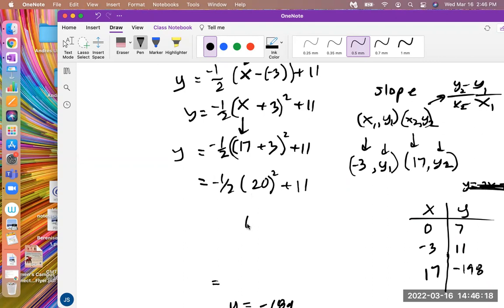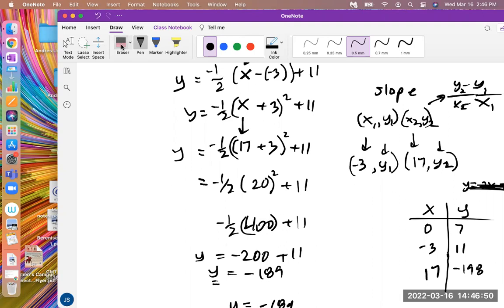20 squared we said was 400. And then 400 times -1/2 is -200. I'm going to first multiply it by +1/2, which would be 200, and then make it negative, and it would be -200. It's just easier to do in my mind like that. Then -200 plus 11 would be -189. So that's what I plug in. Okay, so now I have all of the points I need to use the slope formula.